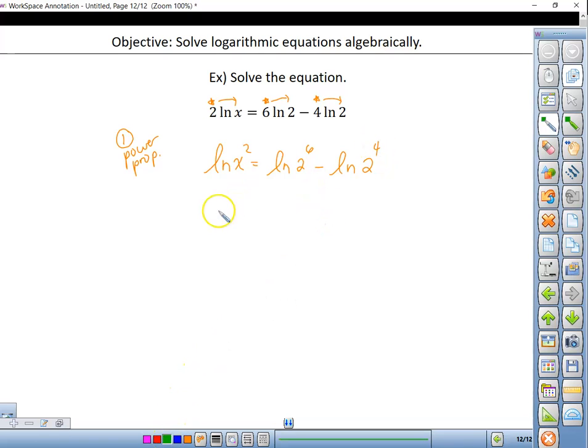Now, simplifying each of these arguments, because those are equal to numbers, I have the natural logarithm of x squared equals the natural logarithm of 64 minus the natural logarithm of 16. At this point, I look to see if I have a sum or difference of two logarithms on the same side of the equation, in which I have a difference here. So that means that I now want to combine those into one new logarithm using the quotient property.